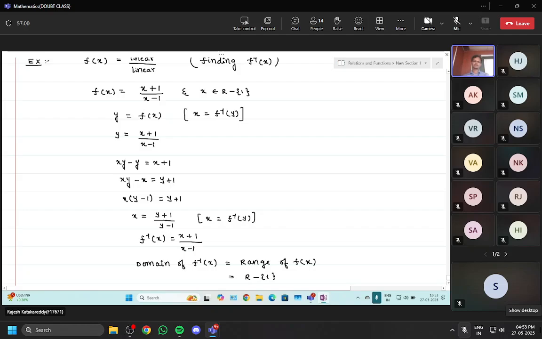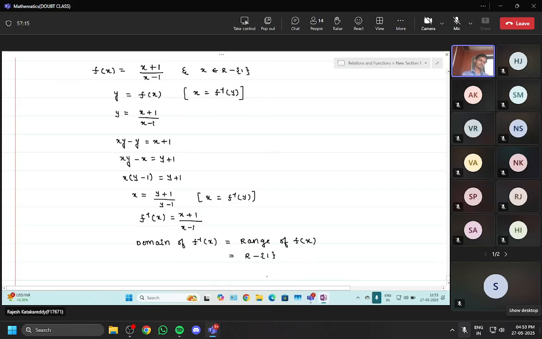Same function we got. Then function and then inverse both same. Then equal, then range of f of x. When domain and range are equal, then the domain of f inverse will be same as range of f of x.